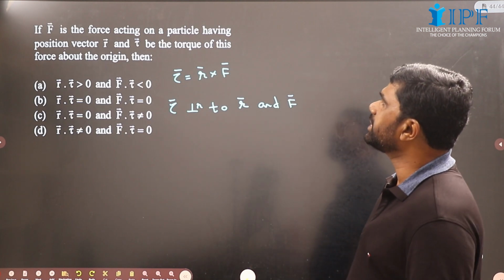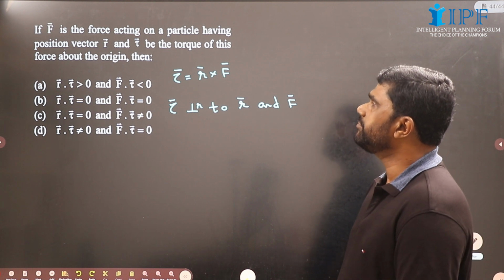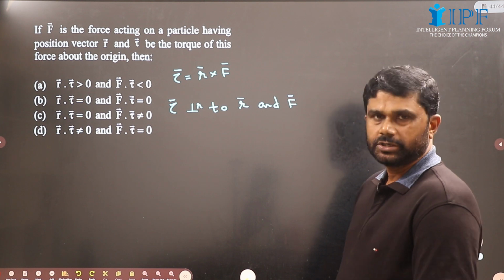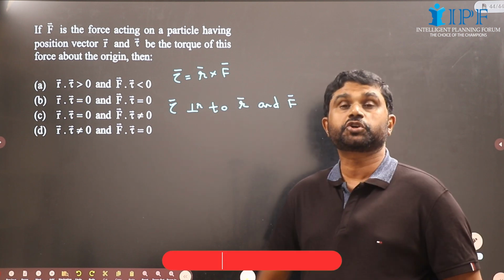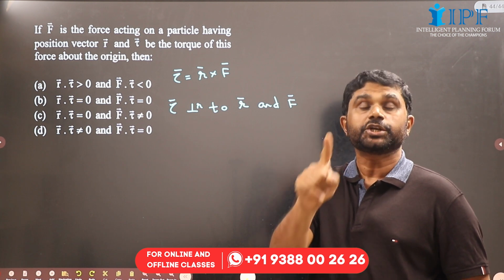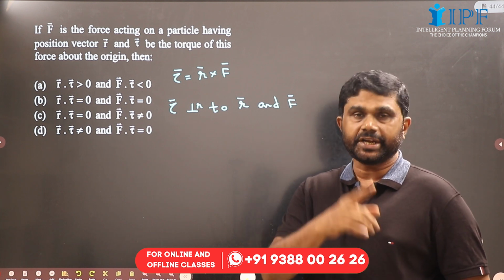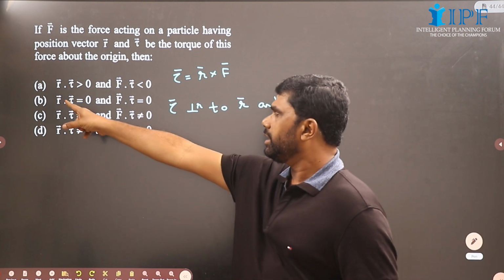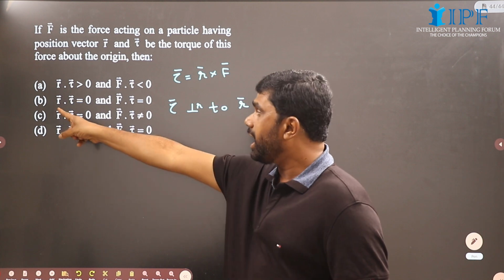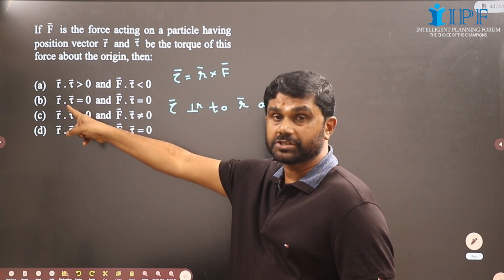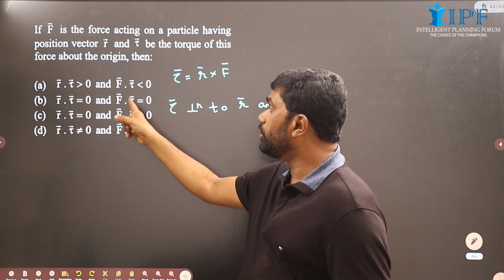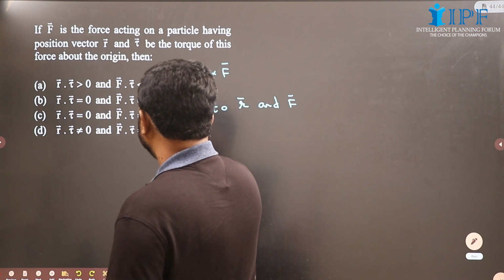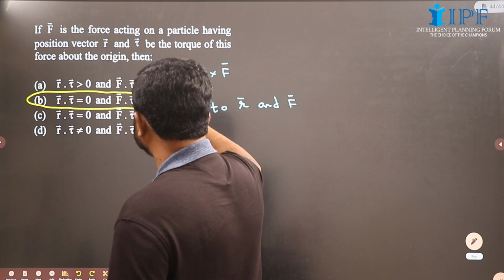If F is the force acting on a particle having position vector R, and tau is the torque of this force about the origin, then tau equals R cross F. So tau must be perpendicular to R, and tau must be perpendicular to F. Okay, tau is perpendicular to both R and F. See the second option, R dot tau: R and tau are perpendicular, so the dot product will be 0. And F dot tau: F and tau are perpendicular, so the dot product will be 0. So this must be true.